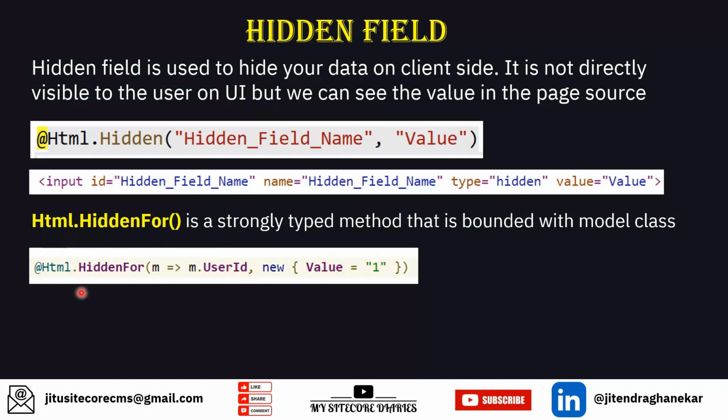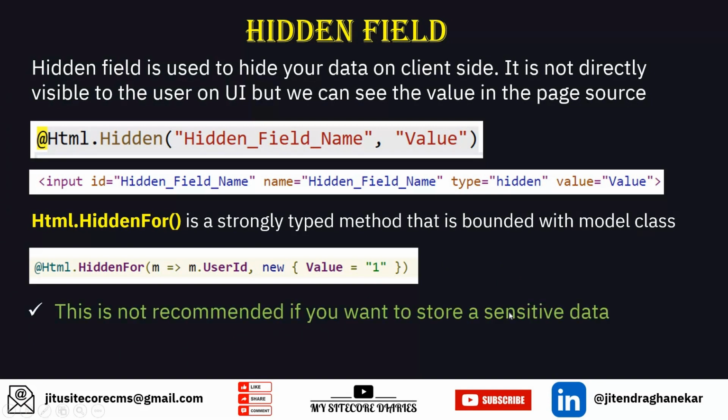So this is how you can use the strongly typed method for the hidden field. This will get translated similarly to this, where you will have an input field. This you cannot see on the web page, but it will be visible in the page source.